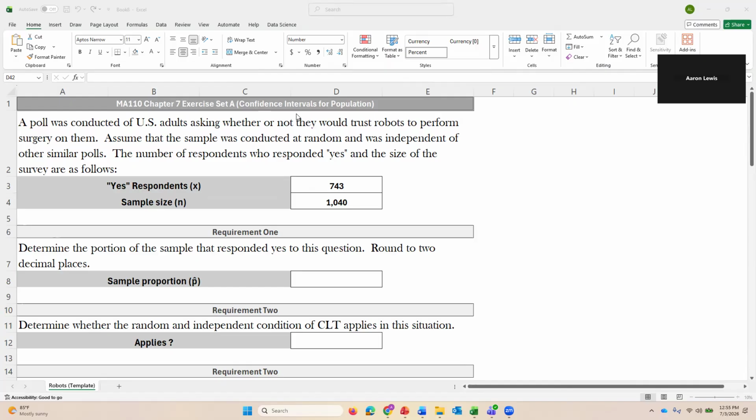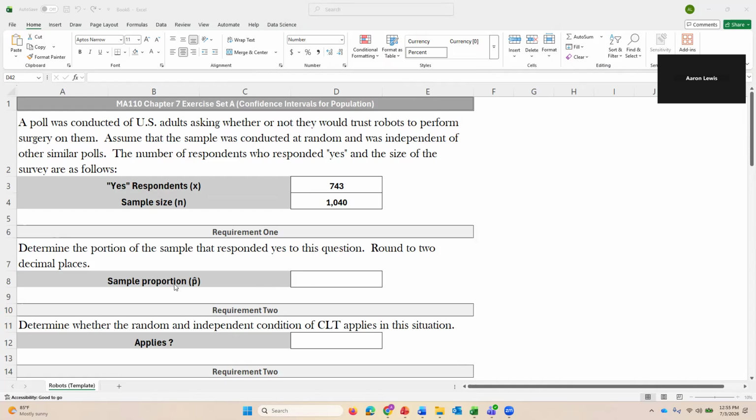So our situation is that we did a poll of U.S. adults asking whether or not they would trust robots to perform surgery on them. And from the results of our poll, 743 out of 1,040 respondents said they would feel comfortable. Yes, I would feel comfortable having a robot perform surgery, at least minor surgery.